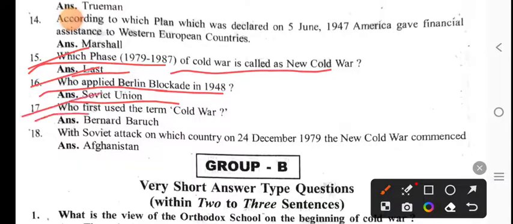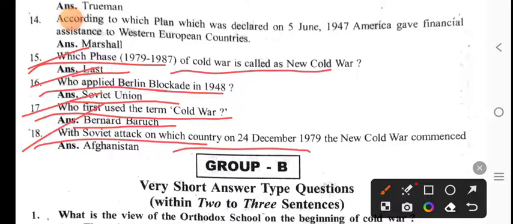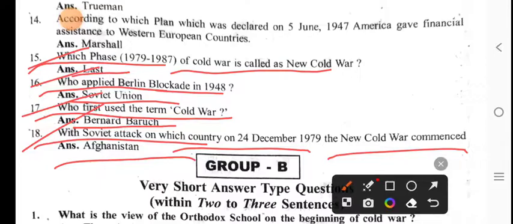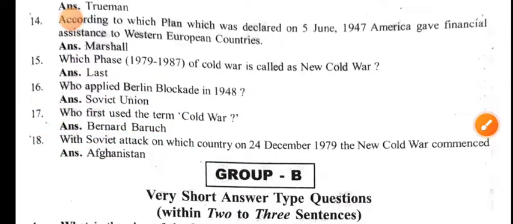Bernard Baruch first used the term Cold War. The Soviet attack on Afghanistan on 24 December 1979 commenced the New Cold War. So in this video we discussed Unit 4 one-mark question answers.